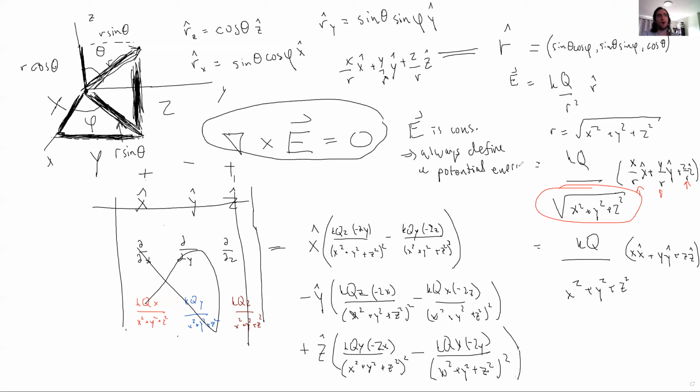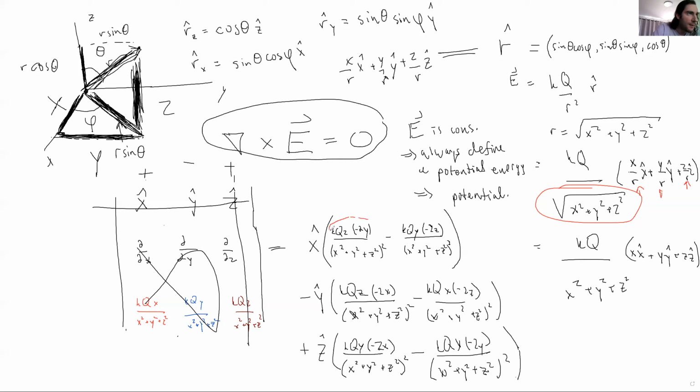And more specifically, always define an electrical potential energy, which allows us then to define the potential. It allows us to define an electric potential. Once we can define an electric potential energy, we can define an electric potential. I think you guys can all see that the answer here is 0. Let's take a closer look, just to be 100% clear here.